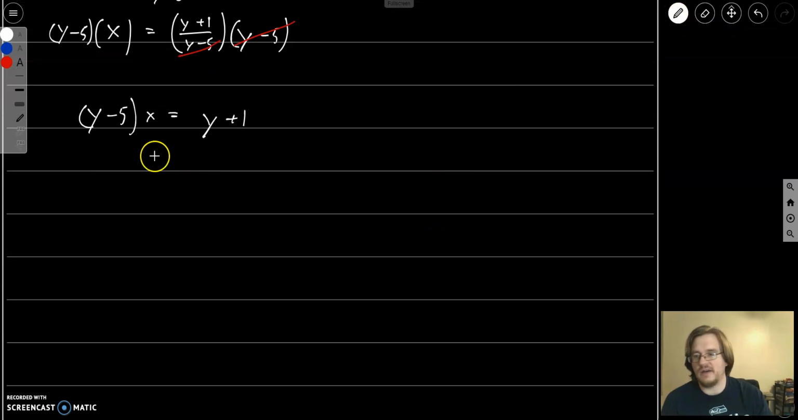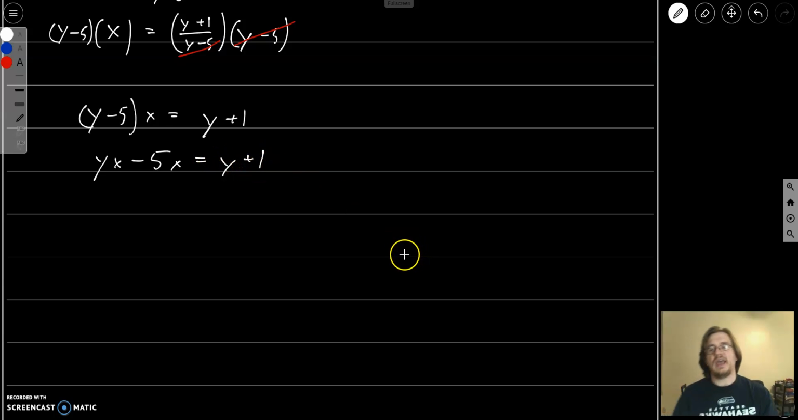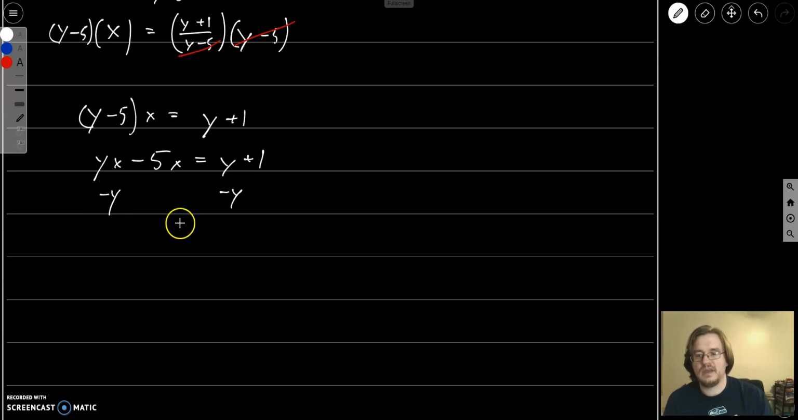Now, a few more steps. Let's distribute the x here. So we'll have y times x minus 5 times x is equal to y plus 1. And the goal is to solve for the output, which is y. So I'll get all my y's on one side, and I'll get everything else on the other. So I will subtract a y from both sides, and I will add a 5x to both sides.